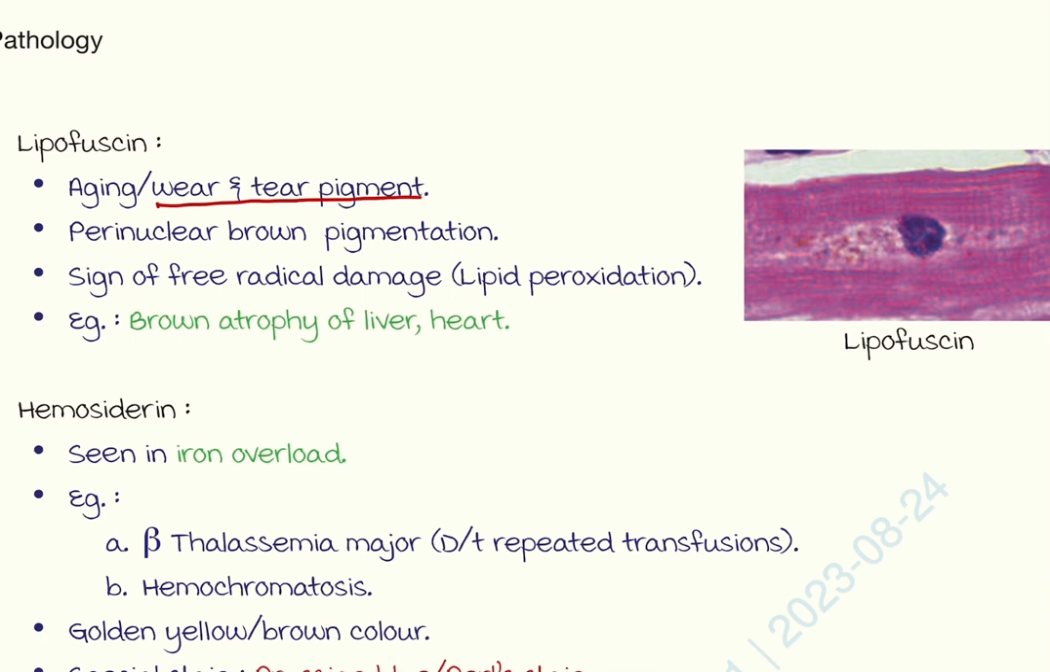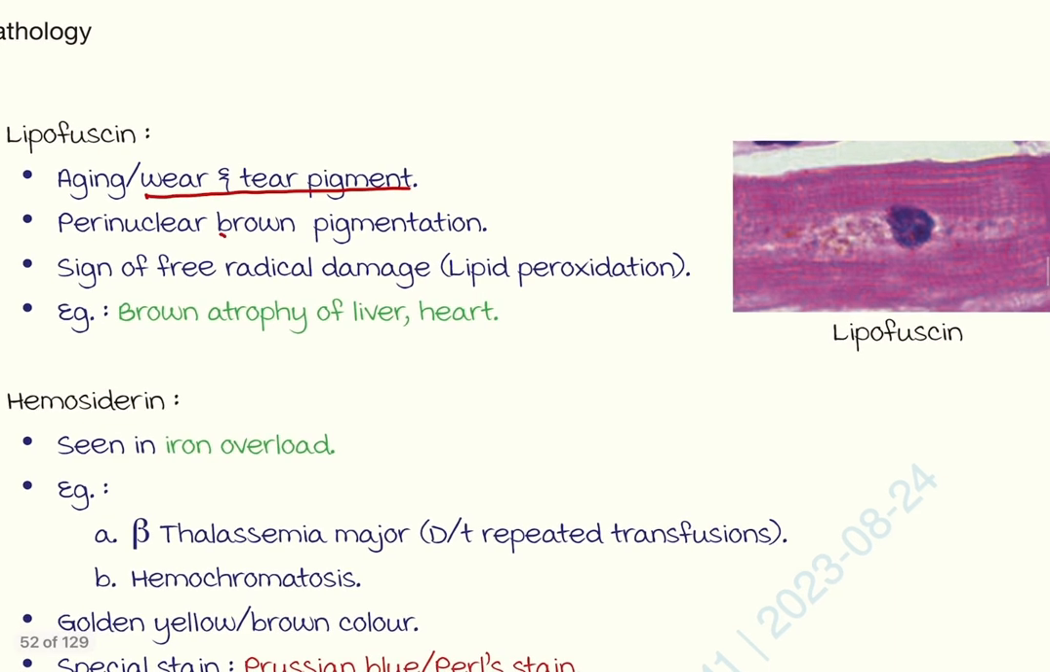This lipofuscin will appear like brown pigmentation, and that will be seen particularly in the perinuclear area, okay, and that represents a sign of free radical damage. So with aging, there is free radical damage or lipid peroxidation happening, and you will see this lipofuscin deposition. That is an age related condition.